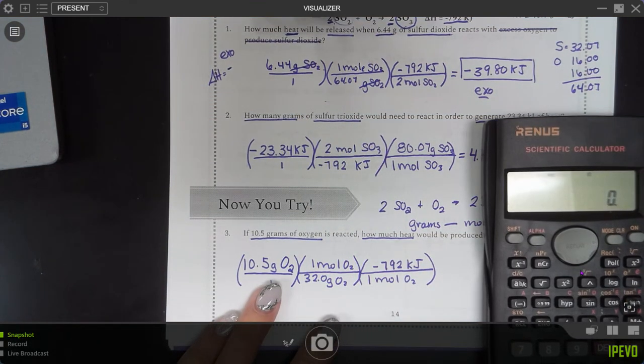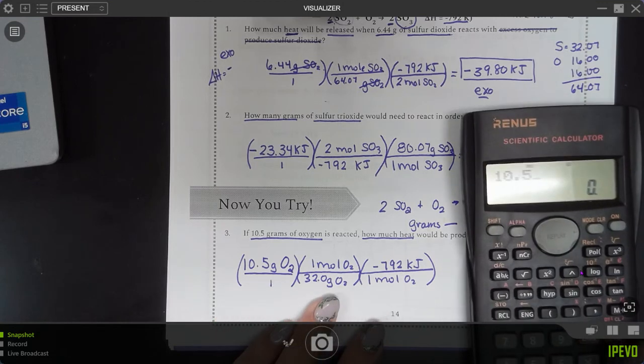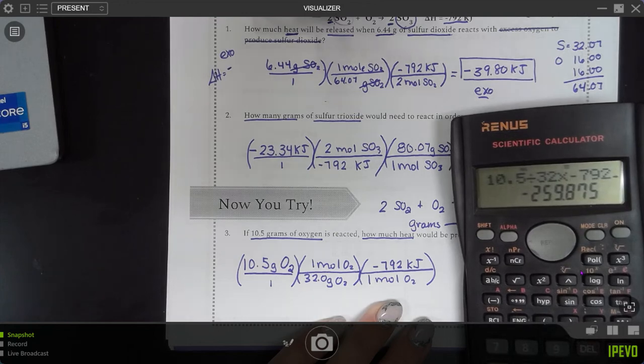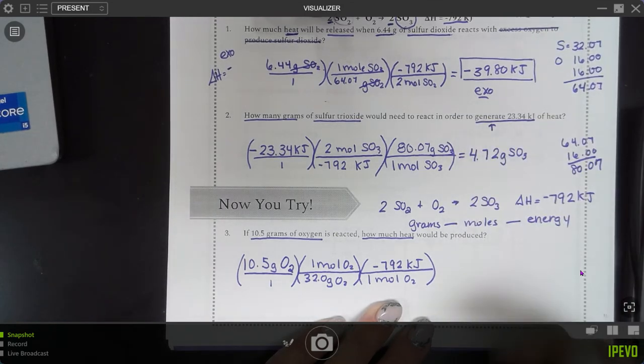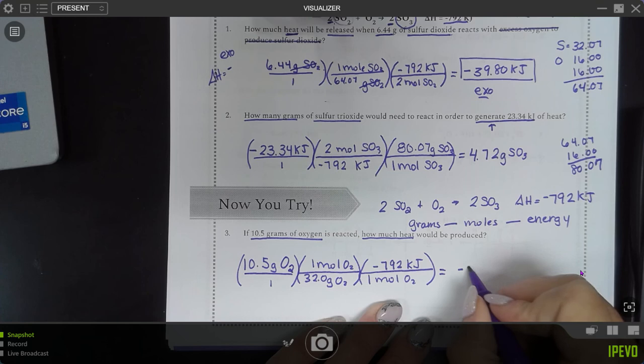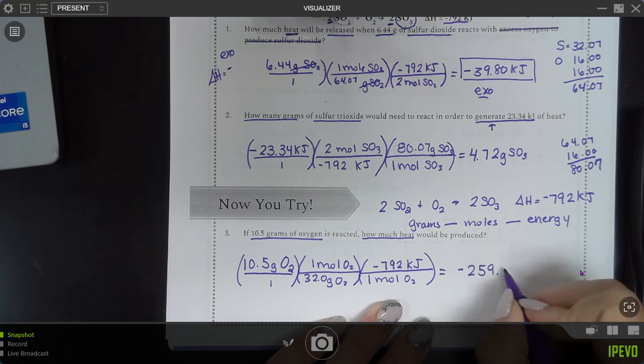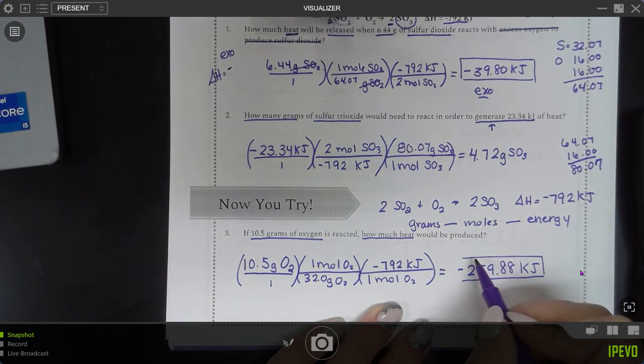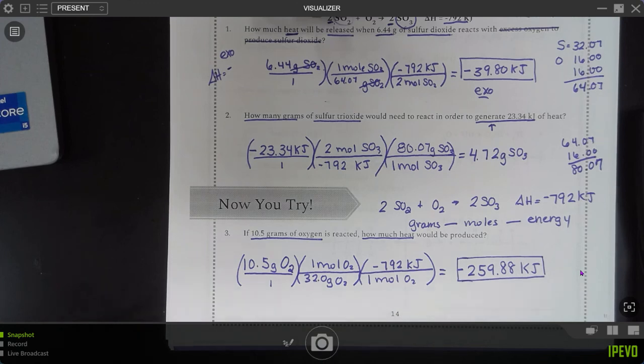All right, so let's do the math. 10.5 divided by 32 times negative 792. We end up with minus 259.88 kilojoules. Okay, so hopefully we've just added a little bit to our dimensional analysis, and hopefully that makes sense. It doesn't cause you too much confusion.